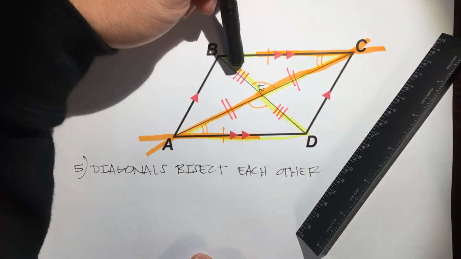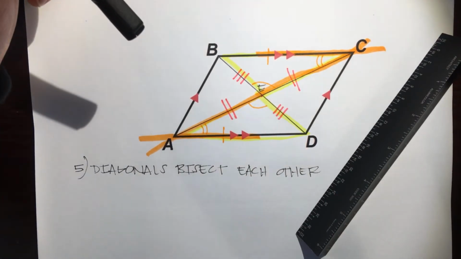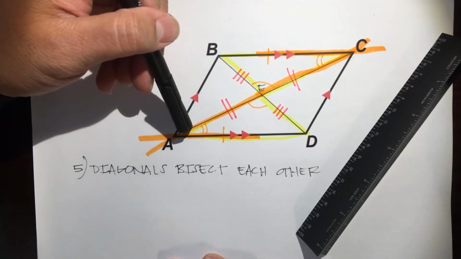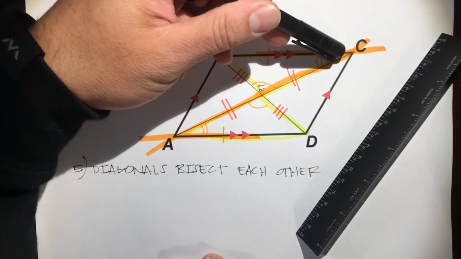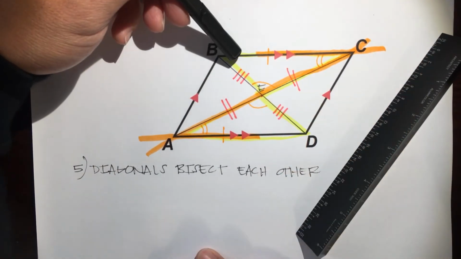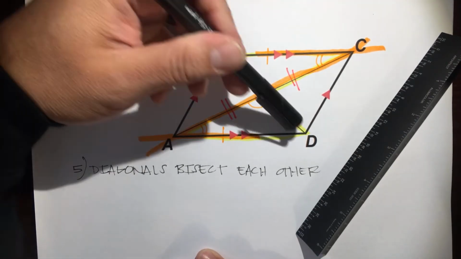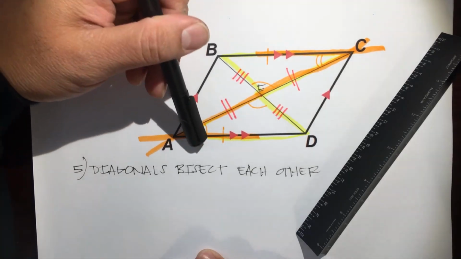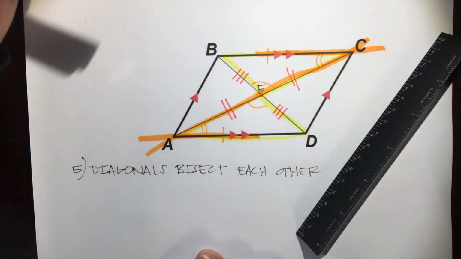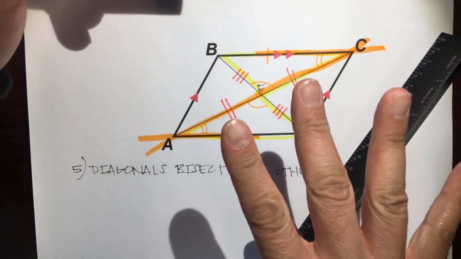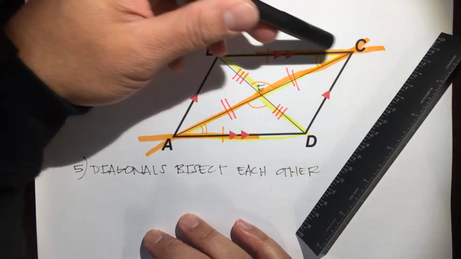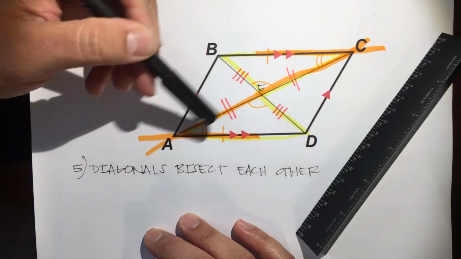Fact number 1, opposite sides are parallel. Fact number 2, consecutive interior angles are supplementary. Fact number 3, opposite angles are congruent. This entire angle B is congruent to this entire angle D. Entire angle A is congruent to entire angle C. Fact number 4, opposite sides are congruent. This is congruent to this. This side is the same length with this.